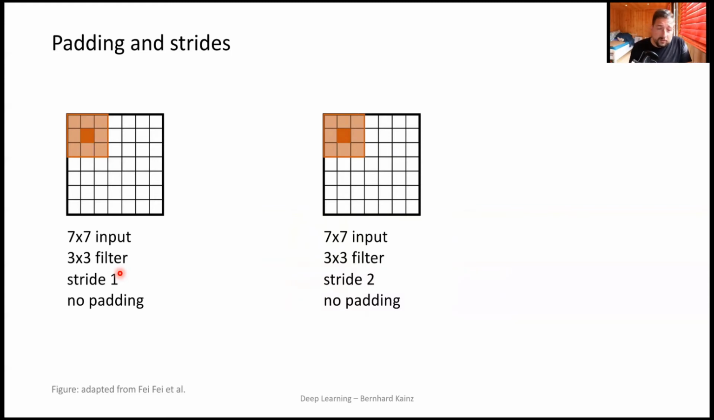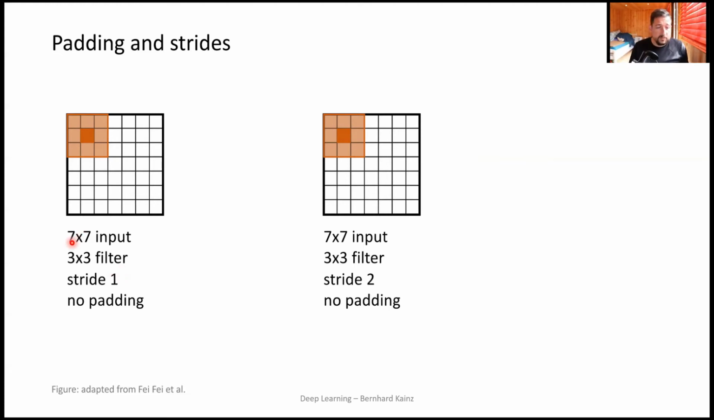Now, one thing we need to take care of is padding and strides. I briefly mentioned that you can pad your input to be in control of the output size. What you also have control of is the stride of your sliding window, so by how many pixels you move the filter from step to step.